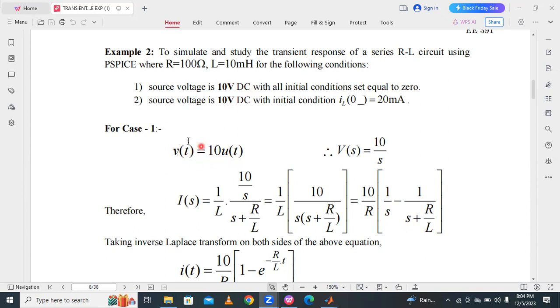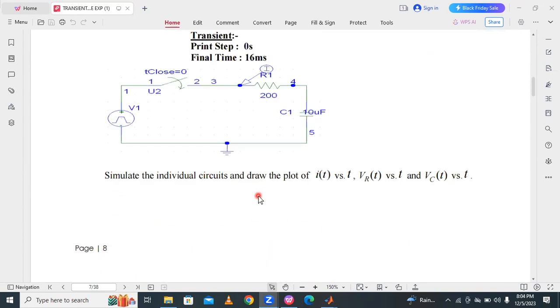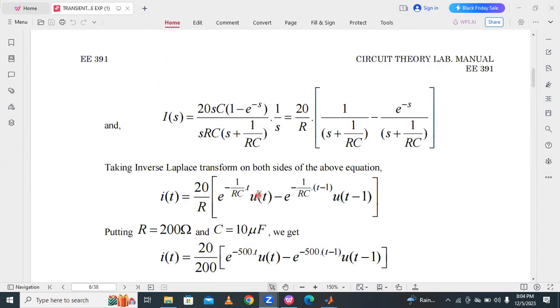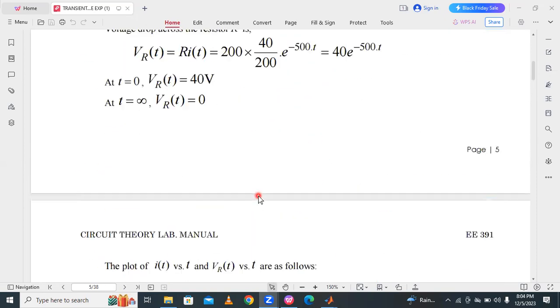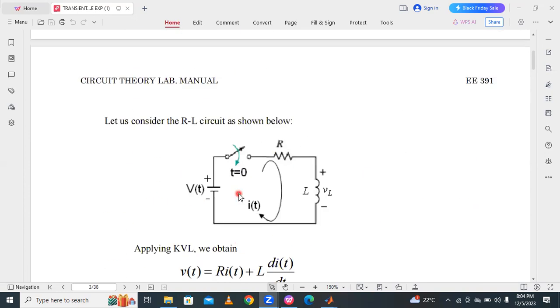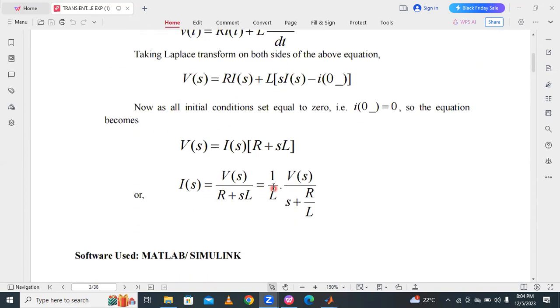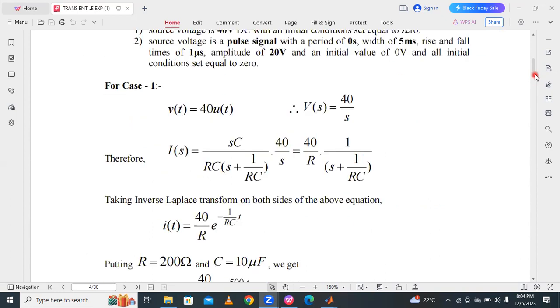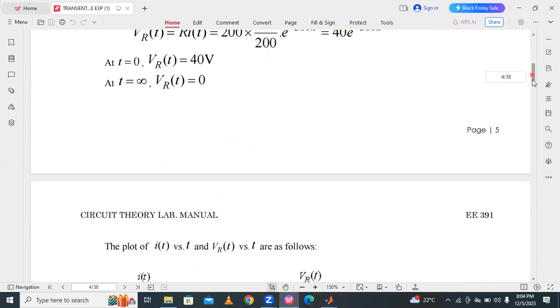Then apply the Laplace transform: V of s is equal to 10 by s. And then we know the relation: I of s is equal to 1 by L into 10 by s plus R by L. So for the series RL circuit, what is the current expression I of s? I of s is equal to 1 by L into V of s by s plus R by L. Substitute this in the equation and we will get it like this.